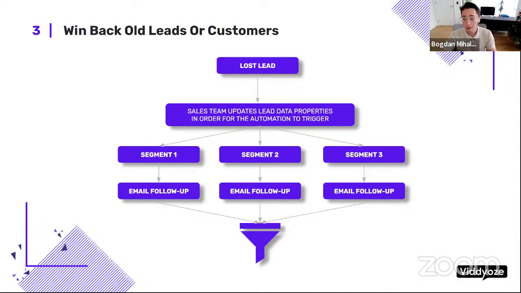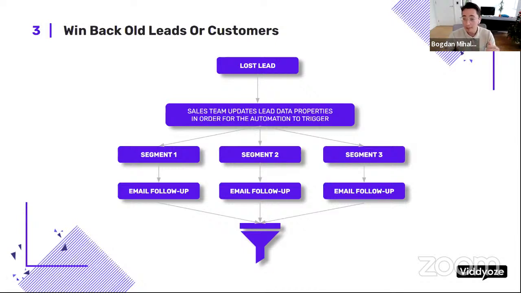So you have a lost lead, your sales team adds it to a specific segment. That then triggers the automation, which has a delay, which can be set by you, obviously, by your marketing team. So it can be 30 days, 60 days, 180 days, whatever you think is relevant, or whatever you think might be worth doing for a lost lead, depending on when you think it might be worth getting back in touch with them.